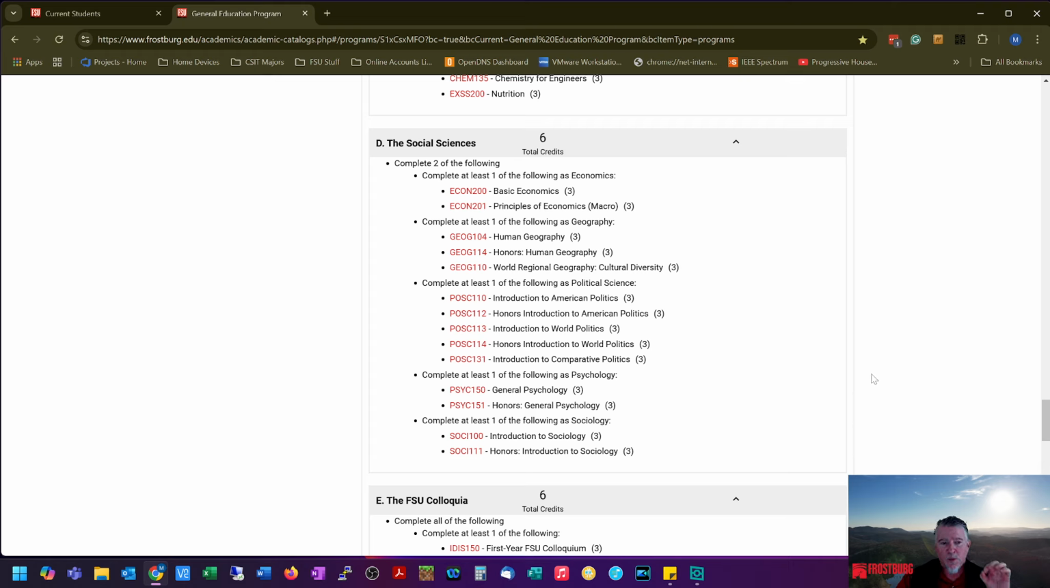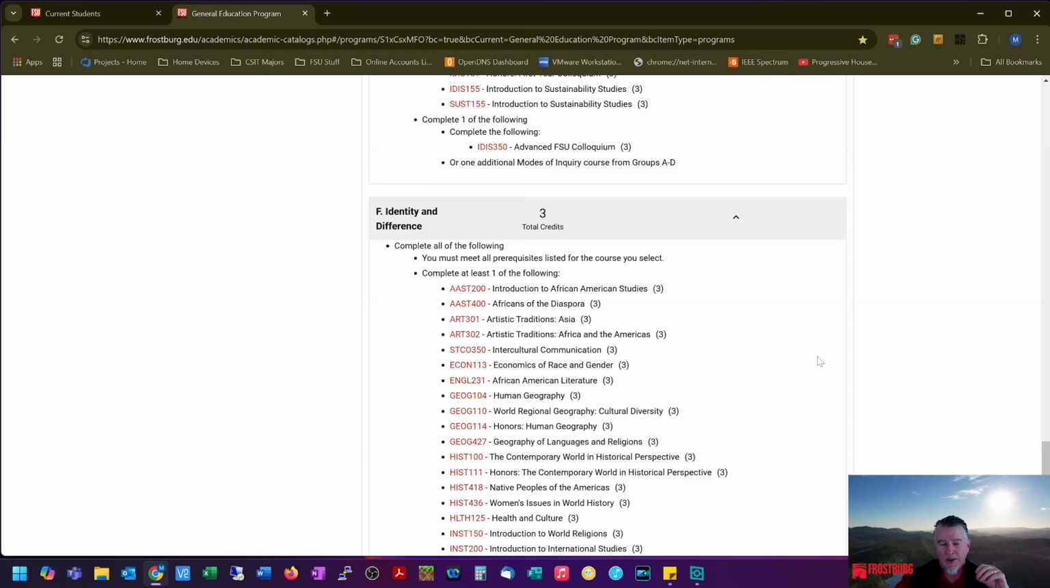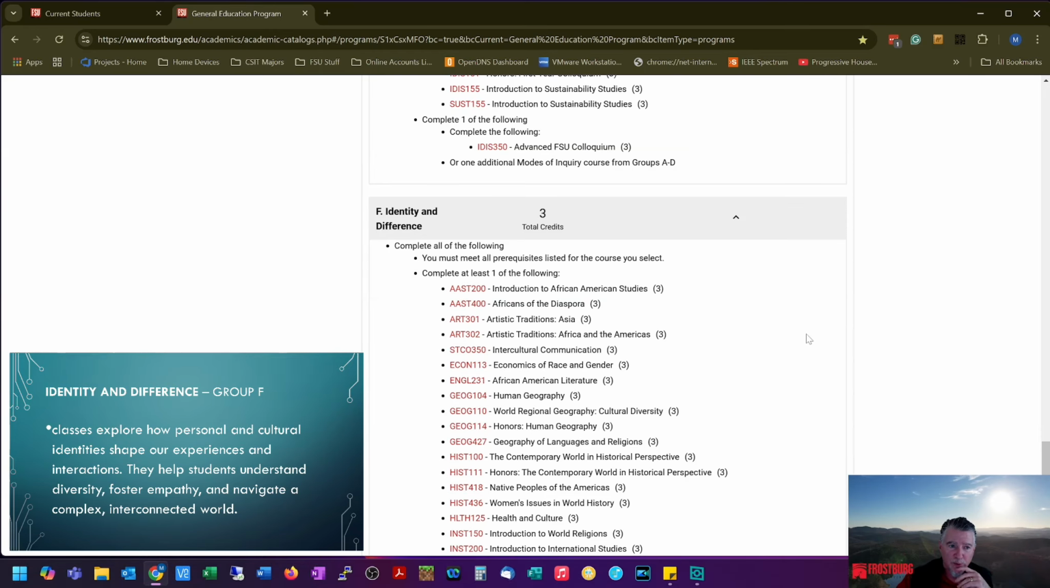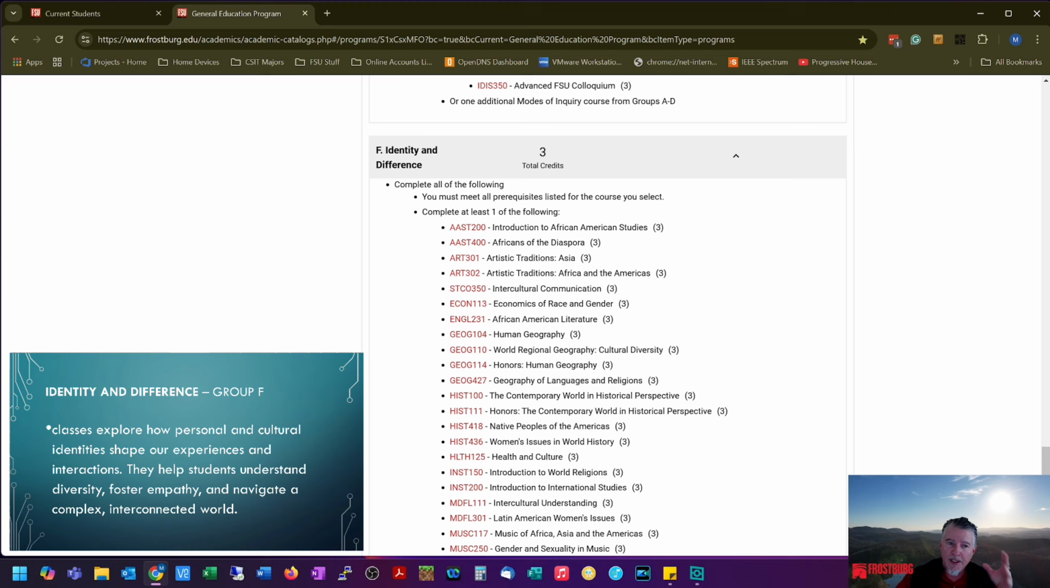Always remember, we cannot double dip within any of the three major requirements to graduate from Frostburg: 120 credits, fulfill the GEP, and fulfill your major. And the reason I bring that up is the last thing that we need to talk about within the general education program is the identity and difference, the Group F. In the Group F, it requires three credits or one class.